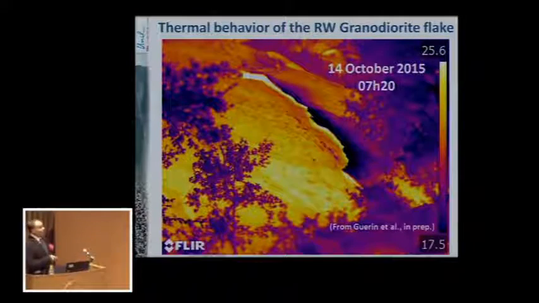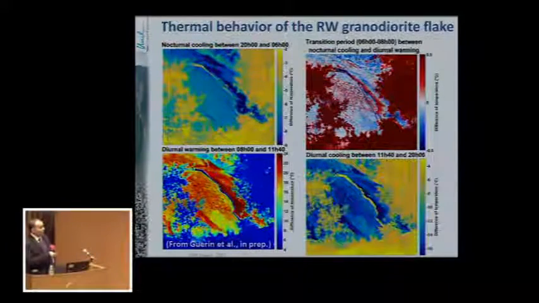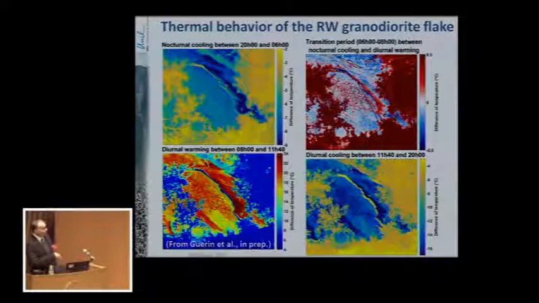You can see here, this is in the morning, the flake is cold because during the night it cooled. And this is the difference between different periods. You see here, from the night to the morning, this part was cooling, negative. In the day, between 8 to 11, this part was heating by 20 degrees. And this is also the other period.